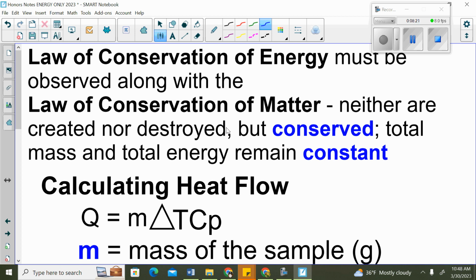Remember, balancing equations in matter, left side of the equation, right side of the equation had to be balanced, right? So total mass, total energy, they remain constant. You're just moving it around. Okay? All right, so knowing that, let's look at the actual equation for heat.